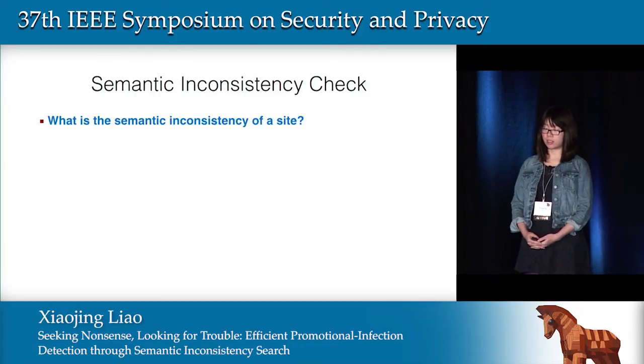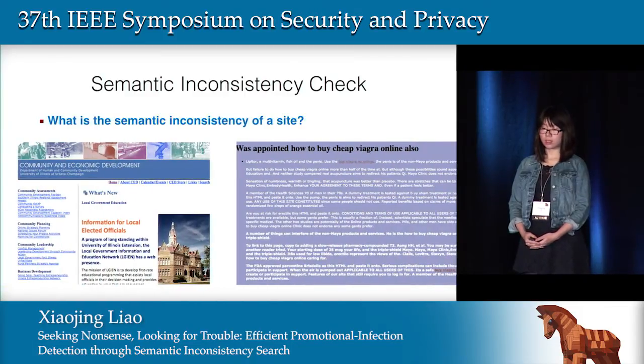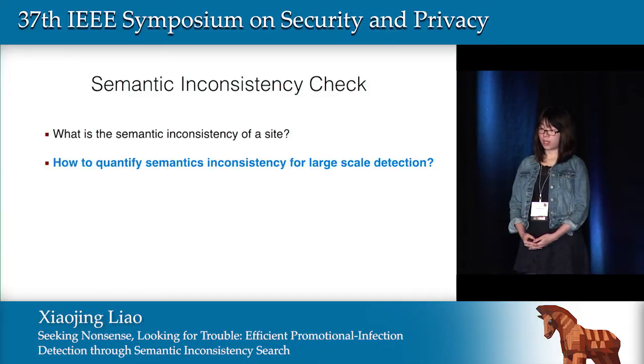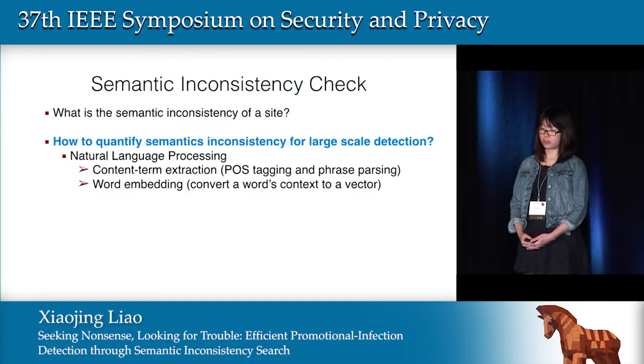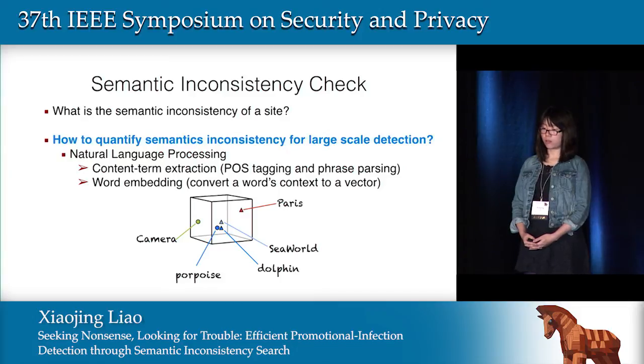To conduct the semantic inconsistency check, let's first define what the semantic inconsistency of a website is. Intuitively, when a university website is used to sell Viagra, it shows semantic inconsistency. Then another question appears: can we quantify this semantic inconsistency from intuition to a number so we can conduct a large-scale detection? NLP provides good solutions for us, which are content extraction and word embedding. Content extraction extracts the critical words from a text, and word embedding maps a word into high-dimensional vectors, and these vectors represent the semantics of a given word. For example, the vectors of puppies and dolphins are closer than the vectors of puppies and Paris in terms of cosine distance. Hence, we can use word embedding to quantify semantic inconsistency after extracting the content.